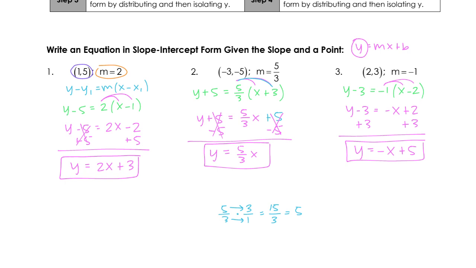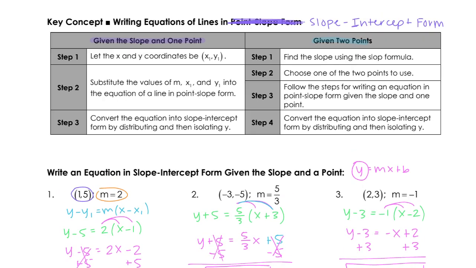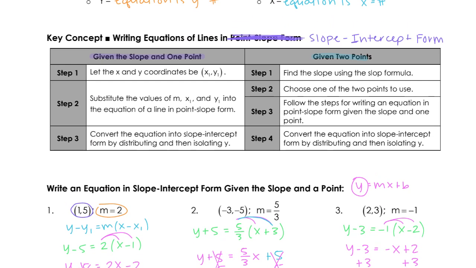So with that being said, we know that it's coming on the backside. So we're going to go up here really quick. If we are given 2 points, we have to find the slope using the slope formula. Wow, another typo here. Slope has an E at the end of it, so find the slope using the slope formula. Choose one of the 2 points to use.